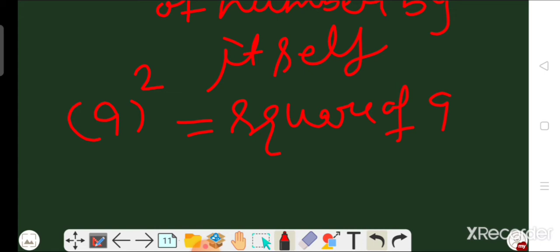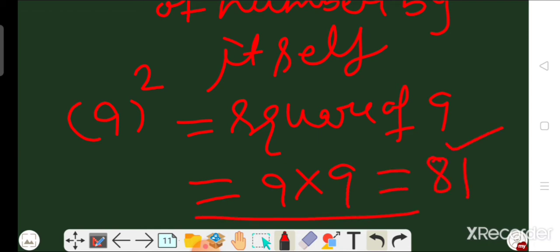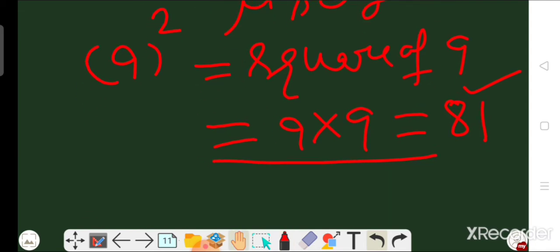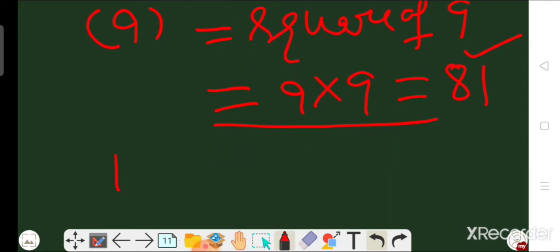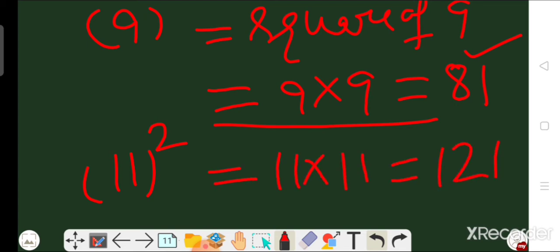Okay. How can you find this? By simply multiplying 9 by 9, and that is equal to 81. So this is the square of 9. In the same manner, if you want to find the square of 11, this is equal to 11 multiplied by 11, and that is 121. So this is the way by which you can calculate the square of any given number.